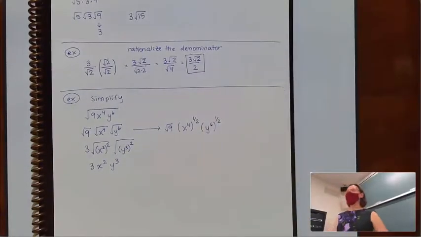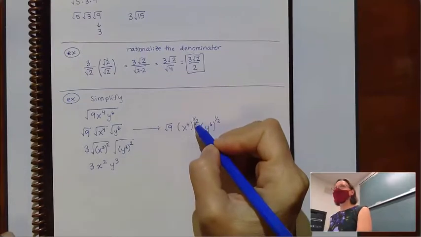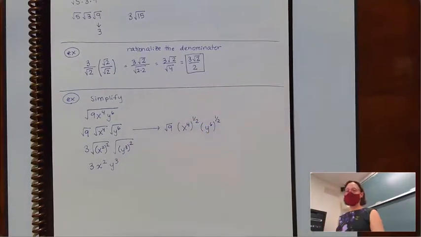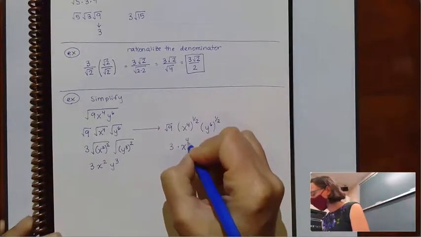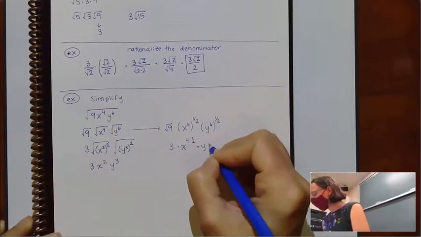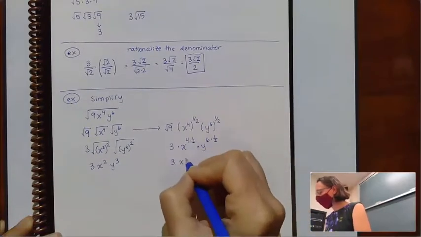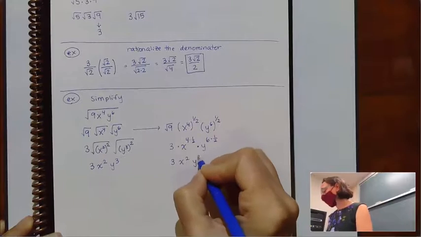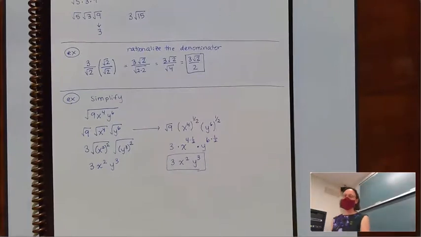So taking the square root of something is equivalent to raising it to the 1/2 power or to a 1/2 exponent. When we have an exponent raised to another exponent, that exponent rule says we're going to multiply. So this turns into 3 times x to the 4 times 1/2. And then I'm going to have y to the 6 times 1/2. 4 times 1/2 is 2, and 6 times 1/2 is 3. We're going to get to the same place either way. Just totally up to us.